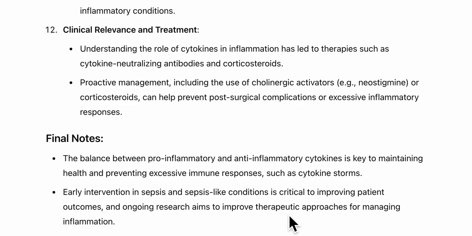Final notes. The balance between pro-inflammatory and anti-inflammatory cytokines is key to maintaining health and preventing excessive immune responses, such as cytokine storms. Early intervention in sepsis and sepsis-like conditions is critical to improving patient outcomes, and ongoing research aims to improve therapeutic approaches for managing inflammation.